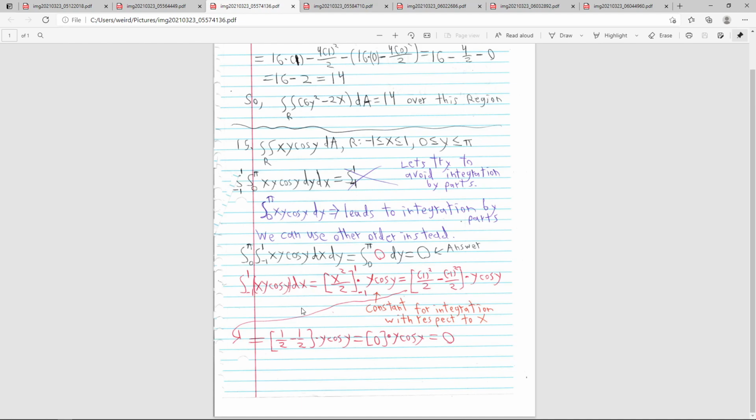x, you basically get, well, y cosine y will be like a constant. So it's like x squared over 2, evaluated from negative 1 to 1, so you get 1 squared over 2 minus negative 1 squared over 2. You get 1 half minus 1 half, which equals 0 eventually, times y cosine y, so it equals 0. And you can't really integrate from there.